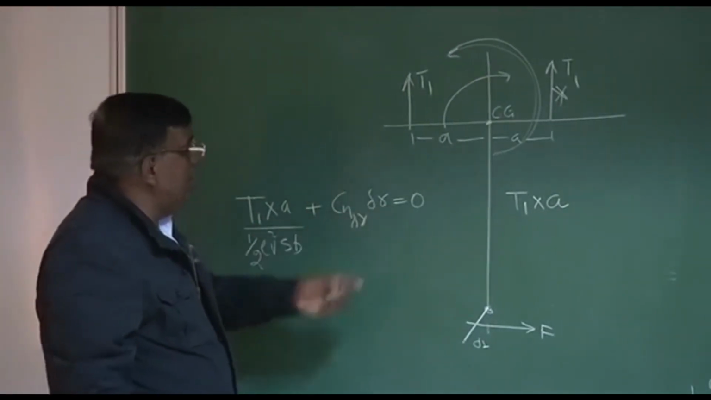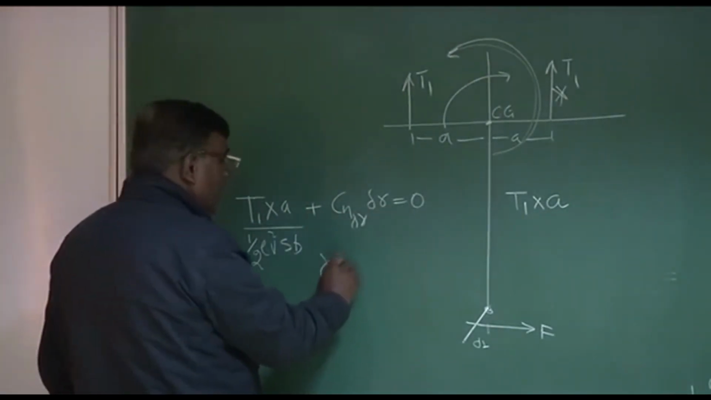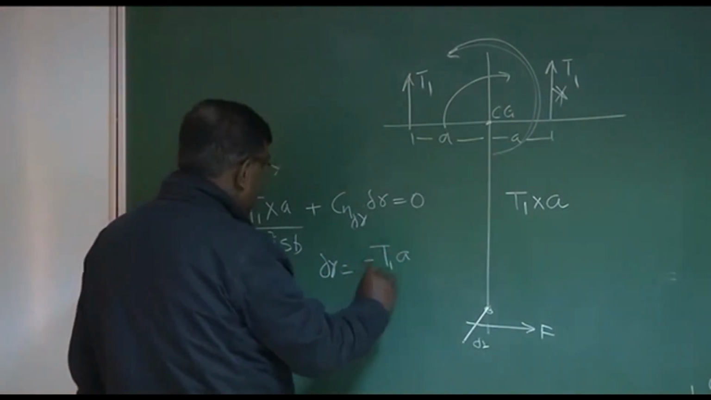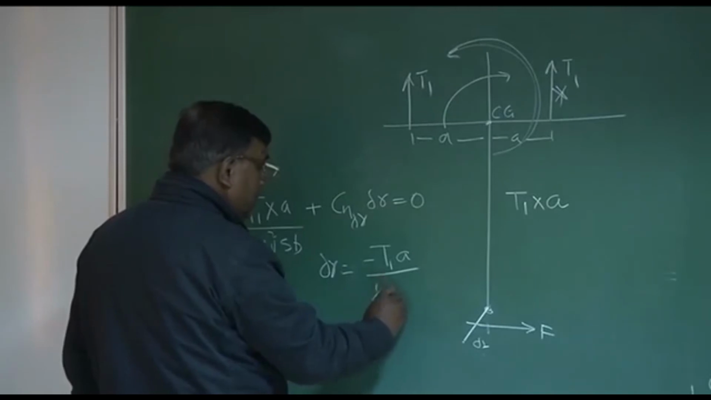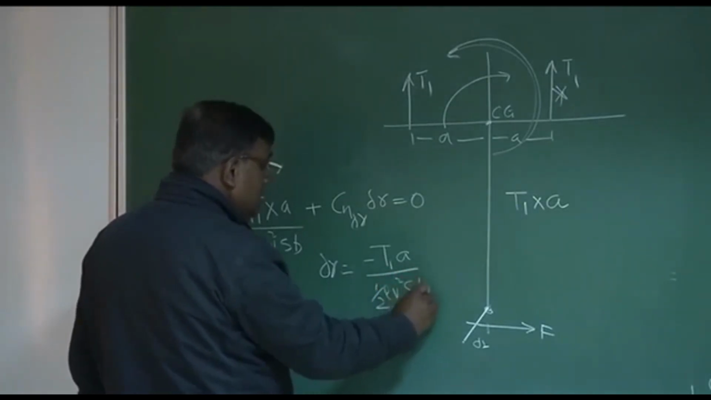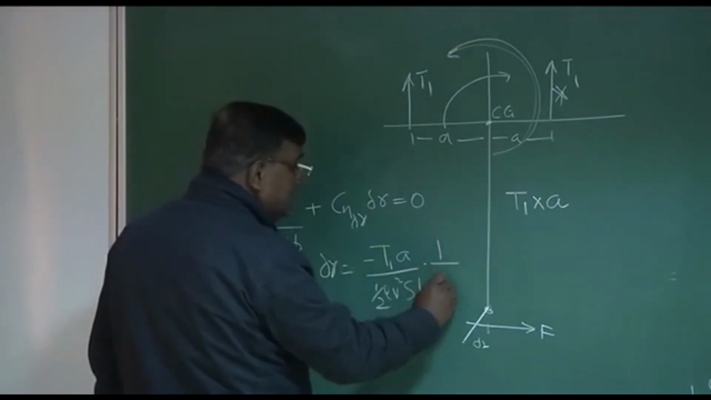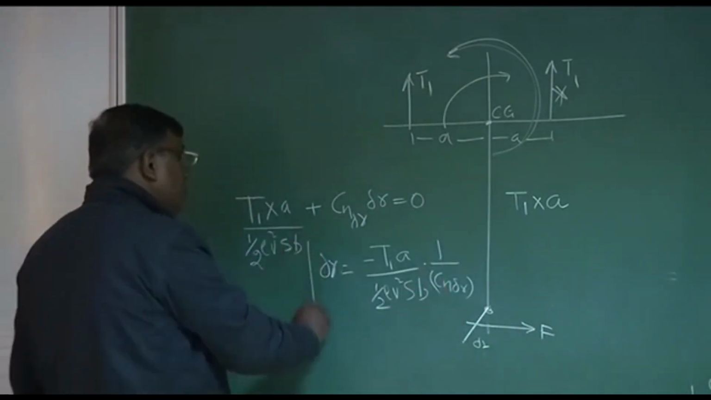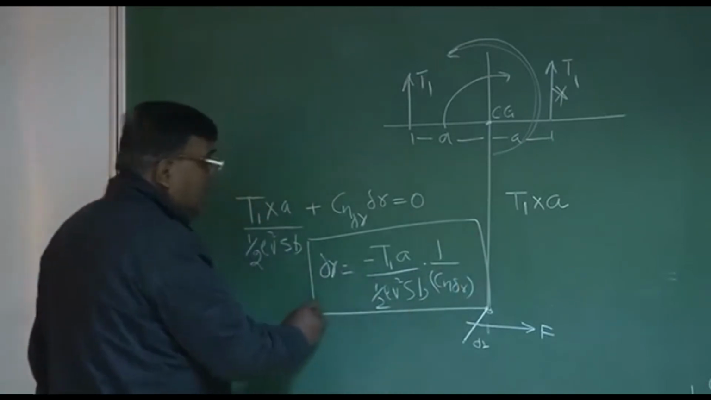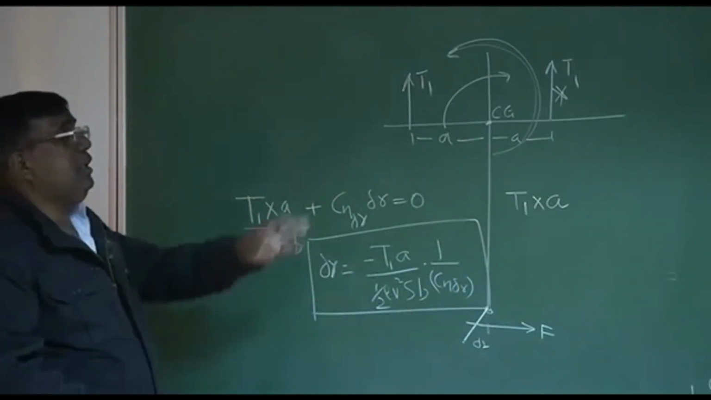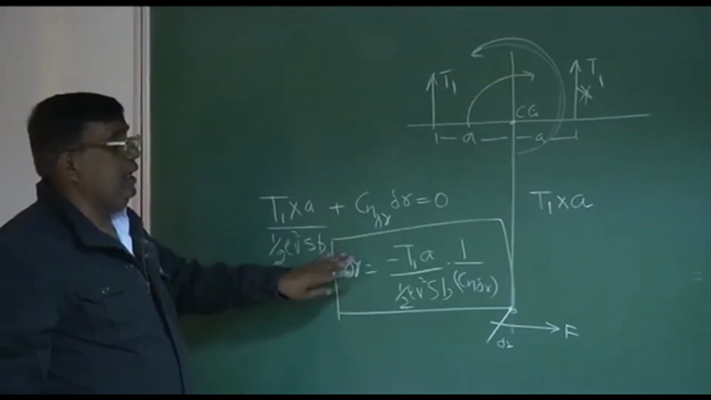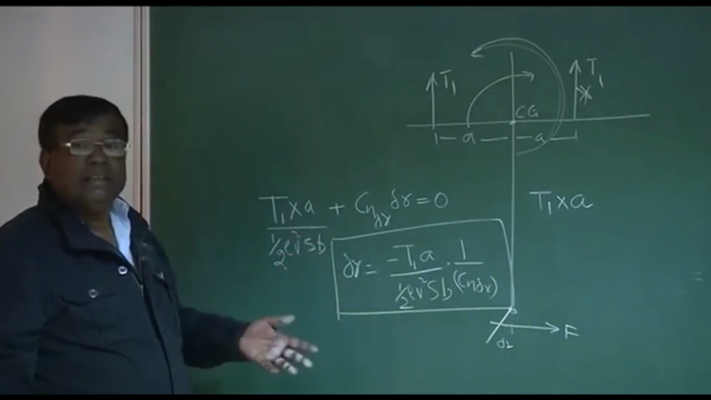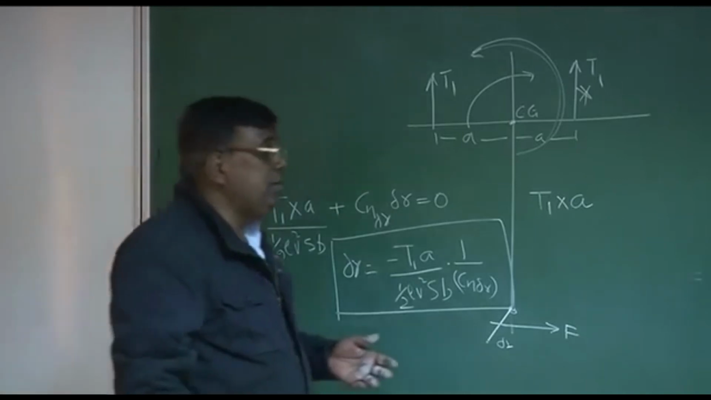Cn delta and delta is 0. So I know what is the delta R required. That is minus T1 into A by half rho V square S b, into 1 by Cn delta R. So this tells me that when I design an aircraft, I know the thrust, this much of delta R should be available. This delta R should be less than the delta R max, because delta R also has a limit.